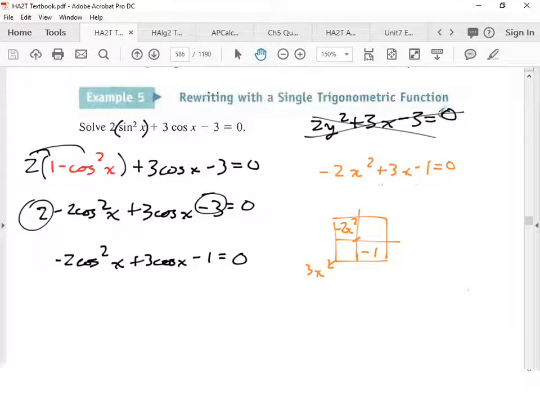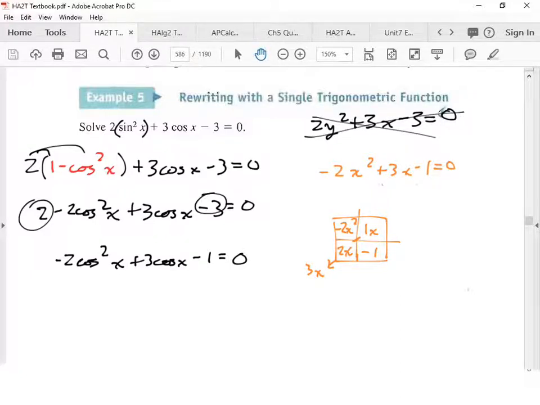So what multiplies to give me positive 3? Is that right? No. I know how to multiply. Negative 2 times negative 1 is positive 2. What multiplies to give me positive 2 but adds to give me positive 3? 2 and 1. 2x and 1x, right? 2 times 1 gives me 2. And then 1 plus 2 gives me 3.